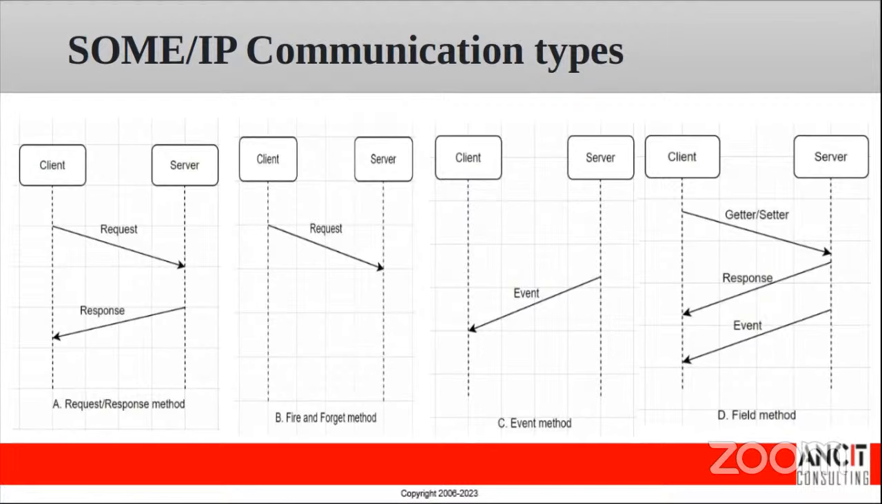The fourth one is the field method. In the field method, a field has three things: first a getter, second a setter, and third a notifier. The server has some methods where we need to set the value or take the value. That time we use getter and setter. In a field method we have one more, the notifier. The client will subscribe to the event, and once the value has changed, the server will notify the client. That happens in the field method.